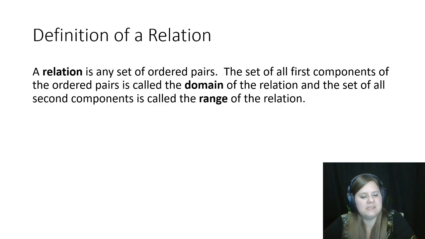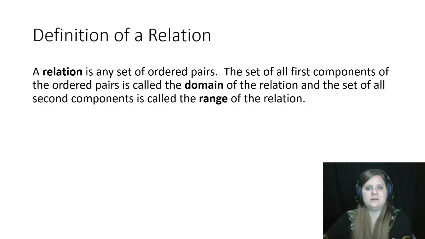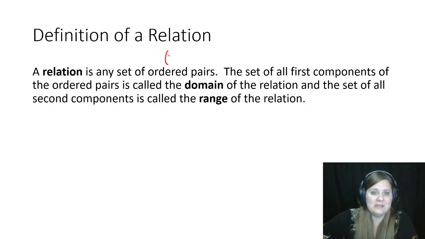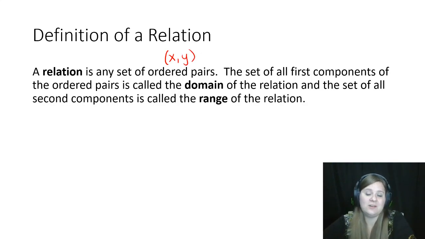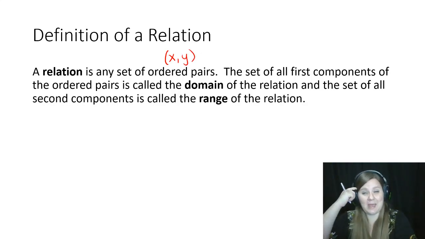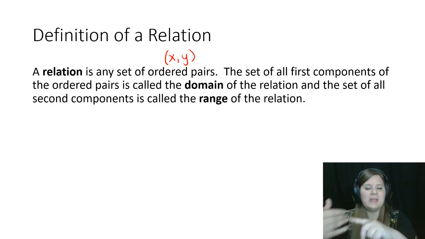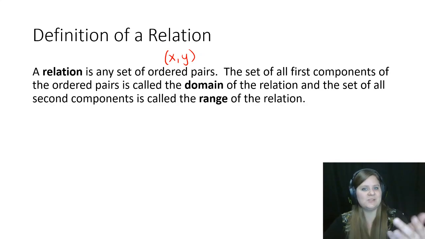A relation is any set of ordered pairs. That means anything (x, y), okay? An ordered pair is also known as a point. It's called an ordered pair because the order matters, so x has to come before y. It's called a pair because, well, it's two things.